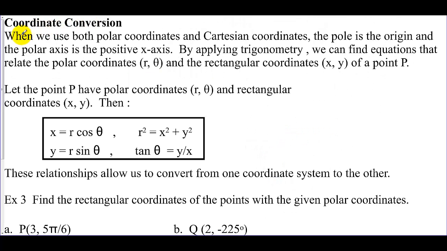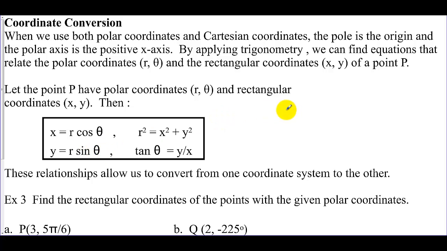Coordinate conversion. When we use both polar coordinates and Cartesian coordinates, the pole is the origin and the polar axis is the positive x-axis. By applying trigonometry, we can find equations that relate the polar coordinates r, theta, and the rectangular coordinates x, y of a point P. Let the point P have polar coordinates (r, theta) and rectangular coordinates (x, y). Then x is equal to r cosine theta, y is equal to r sine theta.